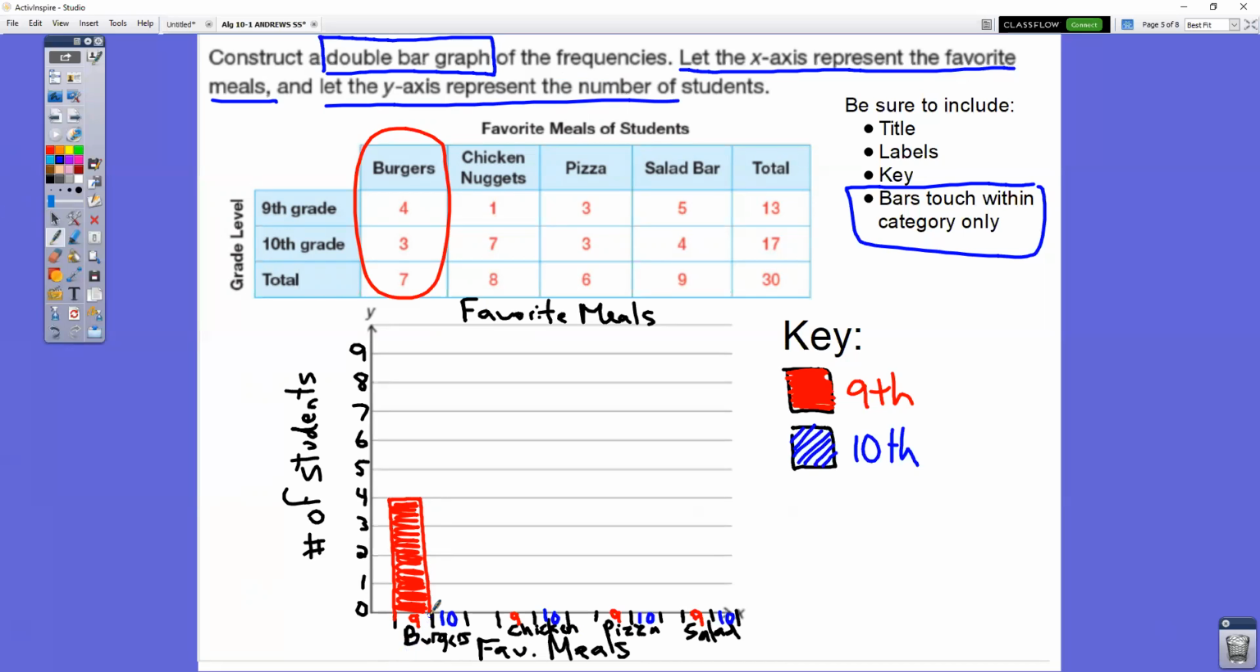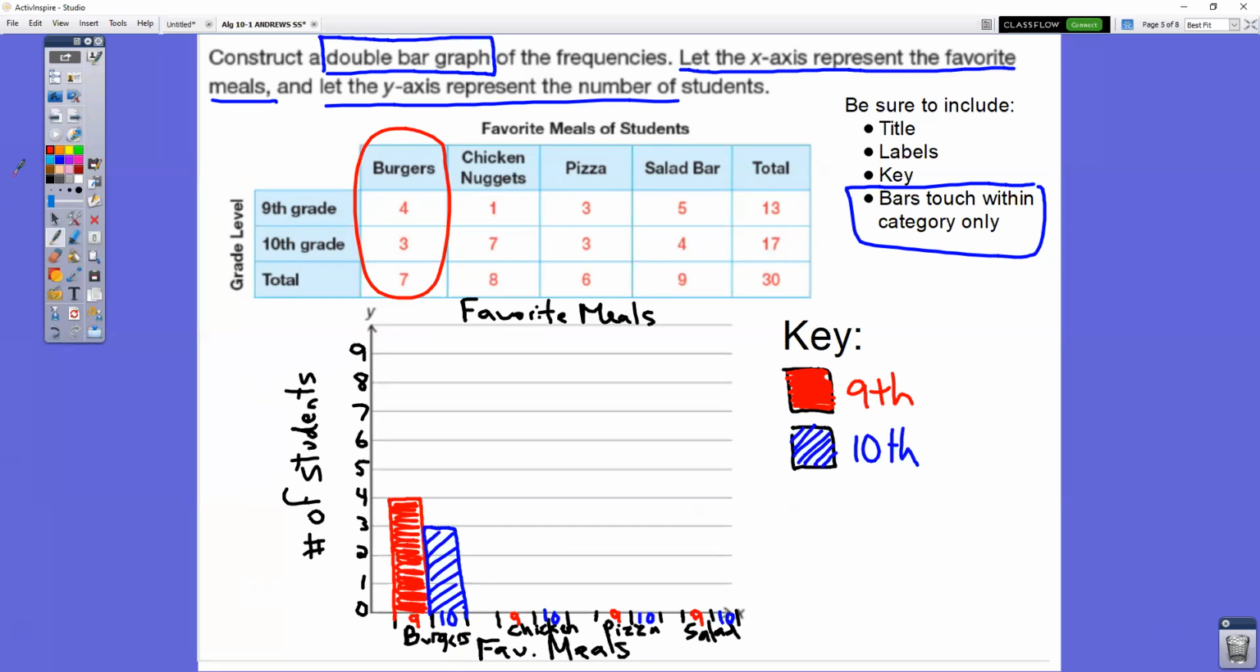My bars need to touch within the category. I'm going up to 3 and up to 3. My bars are going to touch. Let's make this one striped. Notice that my bars are touching within the category. They're not touching to the very beginning. There's a little space there. That's on purpose. And now there's going to be a space in between burgers and chicken.